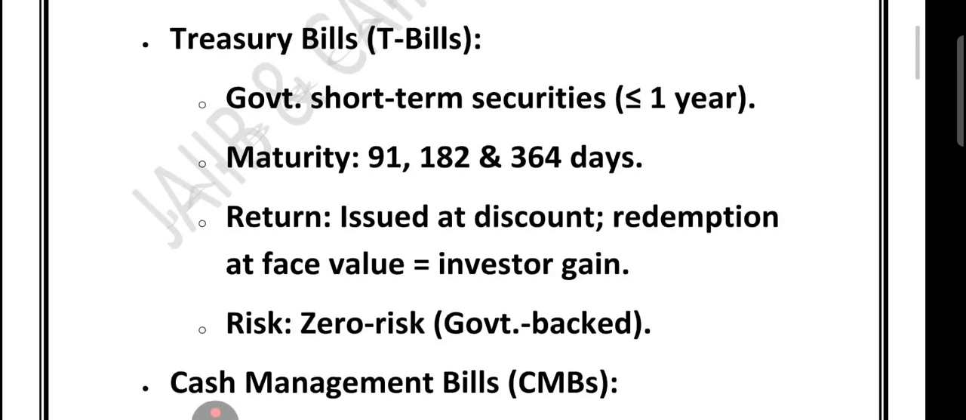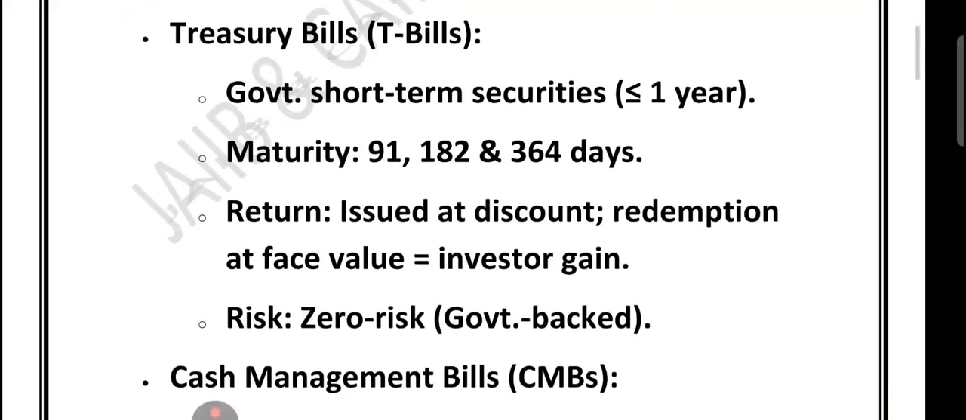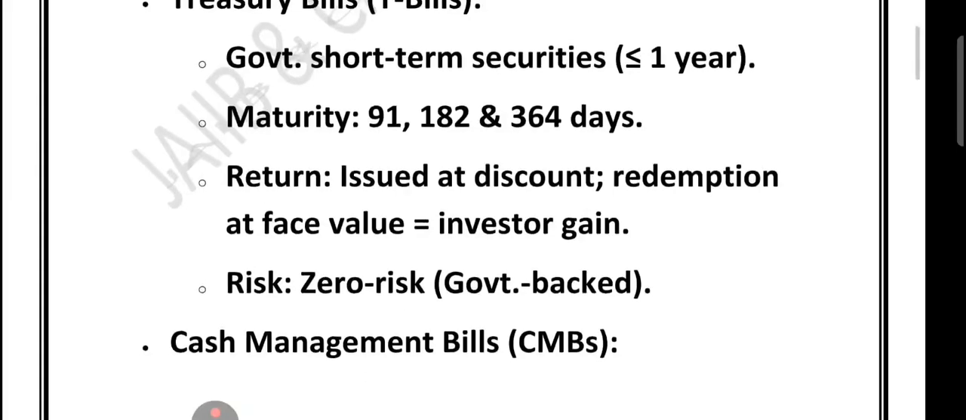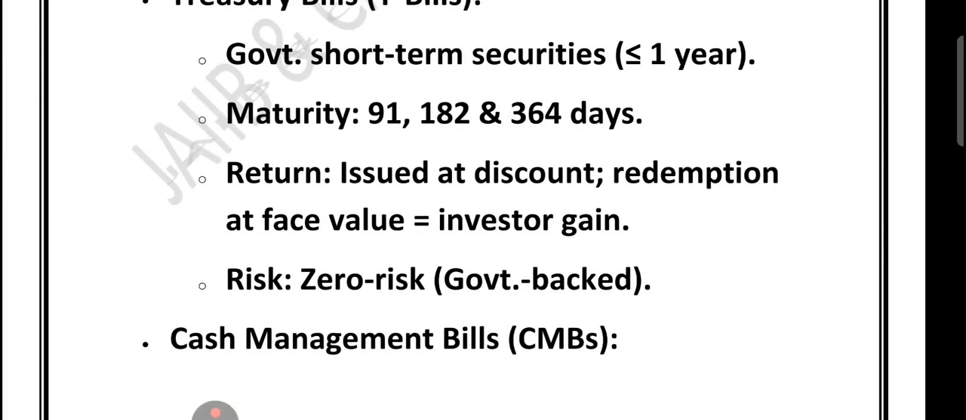Starting with the Treasury bill, or we call it T-bill. These are short-term government securities with maturity of 91 days, 182 days, or 364 days, right? They are issued at a discount and redeemed at the face value. So remember the two phrases: issued at discount and redeemed at face value. It means that whatever difference is there, it is your profit, right?